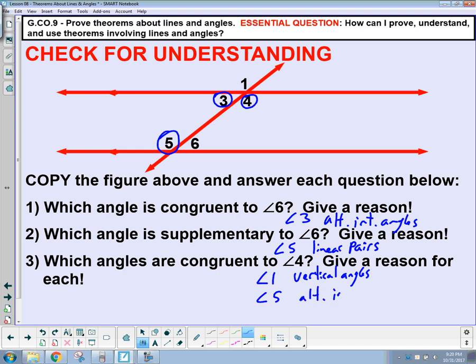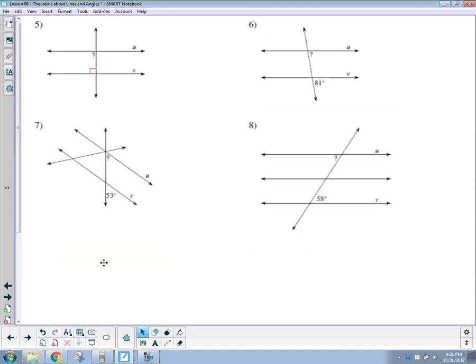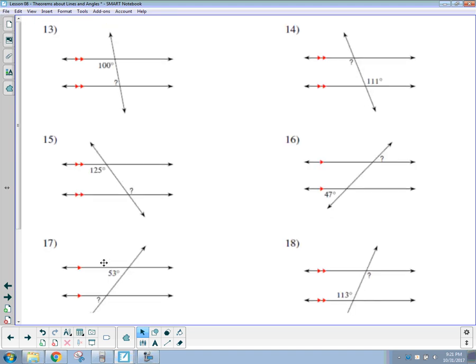Let's see if I got something else in the works. Pikachu, thank you. Hello to you too. Let's see, we got us a nice little worksheet here. We already did that. Transversal city.